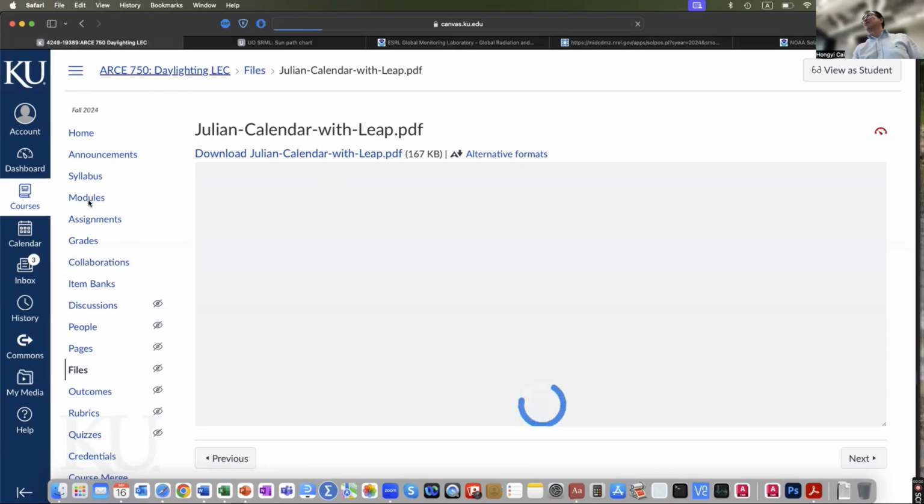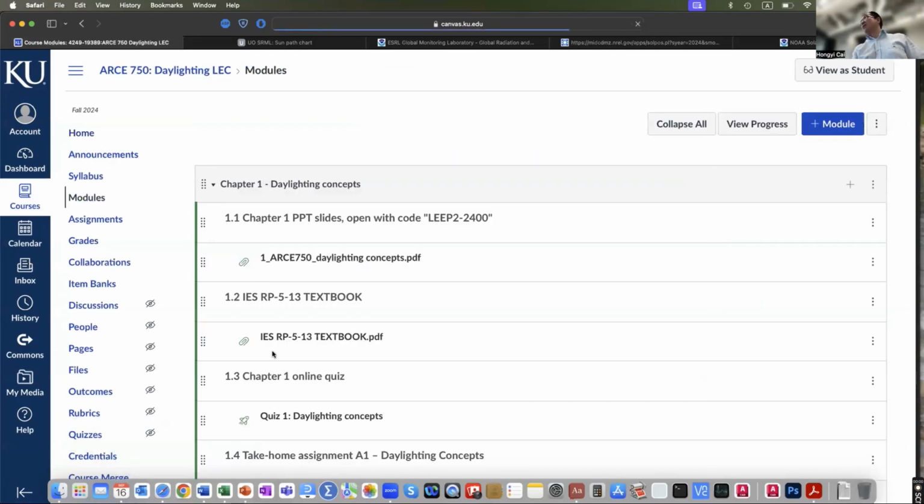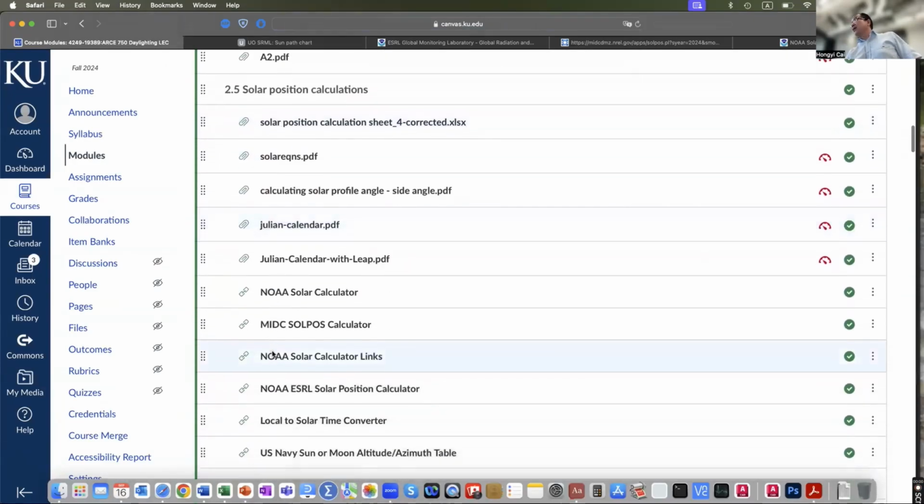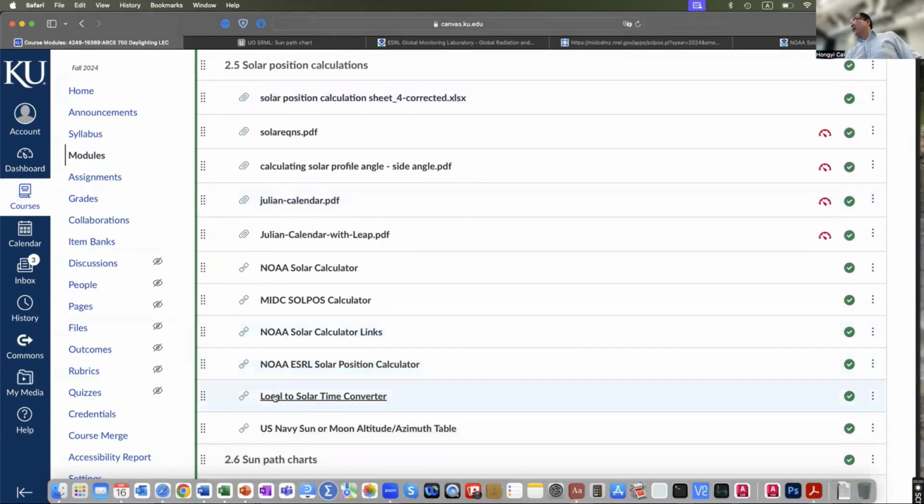Go to my modules. This one is stuck right now. So we have basically different types of local to solar time converter, navy, sun, moon, altitude, azimuth, angle tables. Yeah, this one is very popularly used. This one will give you all the angles using reference to the north, because for navy, they don't care about the south, they care about the north. So I think that's all the different ways to do the calculation online.